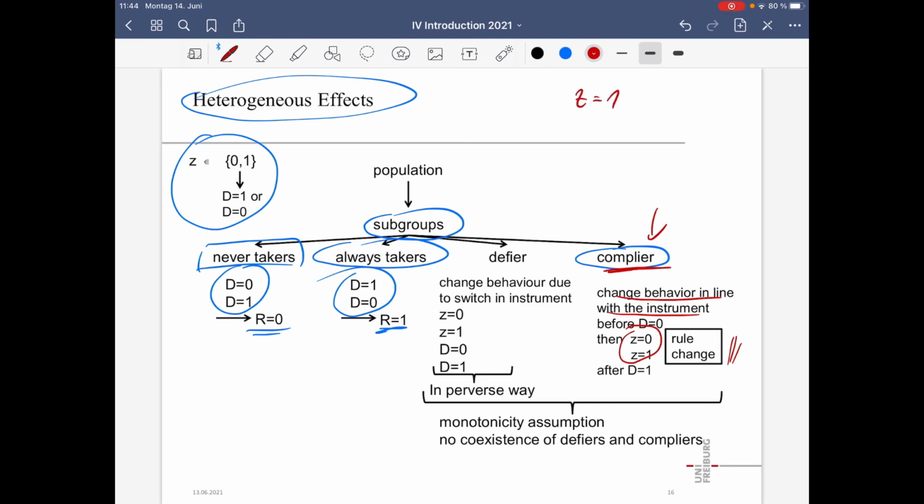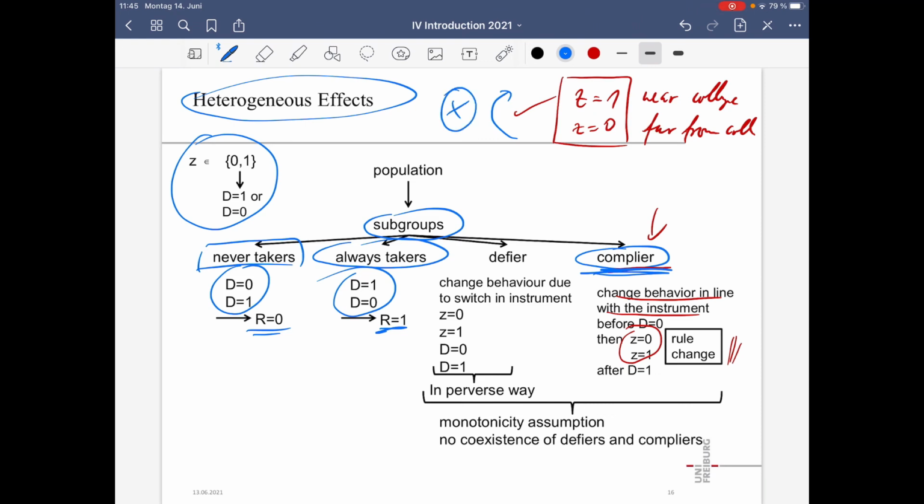So if your instrument is that you live near college, right? And this is a binary instrument. You live near college, then it's 1. The dummy variable is 1. Or you live far from college, then your binary dummy variable is 0. Okay. And now if the instrument switches from 0 to 1, so if you take a closer look at people living near the college, then a complier behaves in line with the instrument, and this would then say that a complier has more years of education, because the complier is then getting more years of education due to that closer proximity to college.